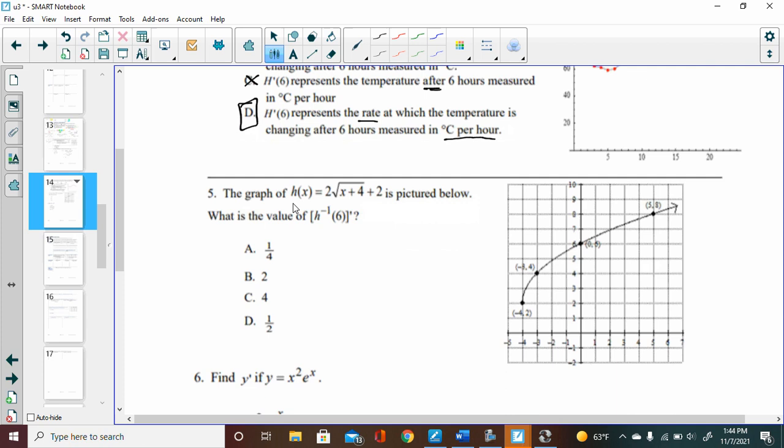So the graph of h of x is shown. What is the value of h prime of -6? So we could, this is the inverse. So this is preparing you for inverses here. I'm almost tempted to not give you this question right now, but what you can do is find the derivative here.